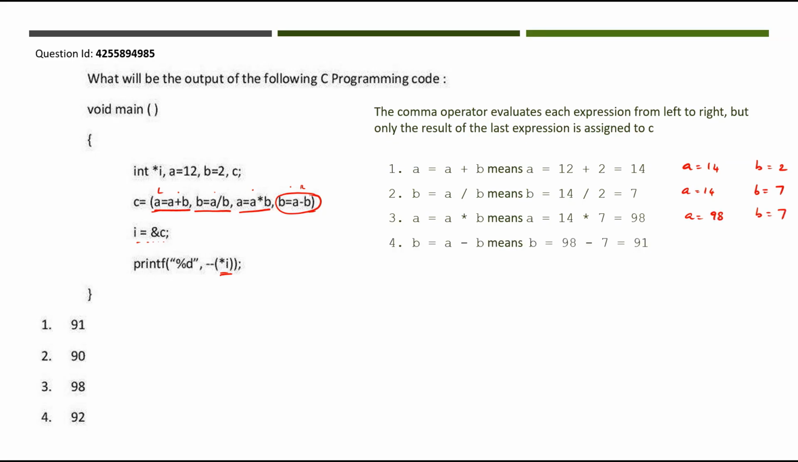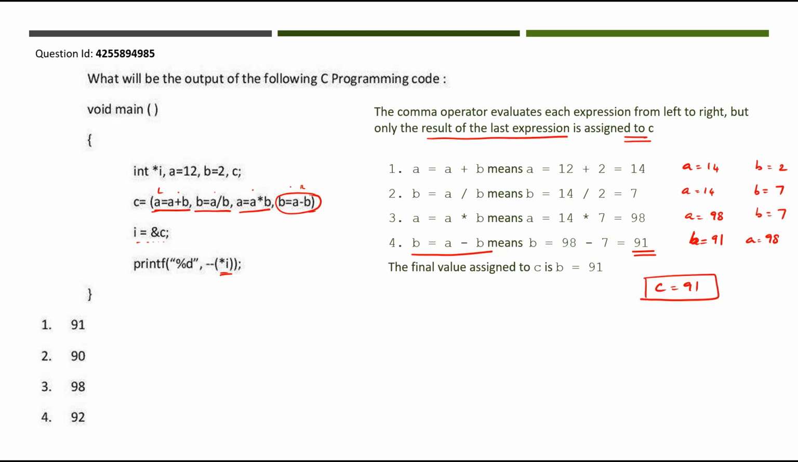Now the final expression, B is equal to A minus B. So here A is 98 and minus B value is 7. 98 minus 7 is 91. The B value is updated to 91 while the A value is same as 98. Now this is the last expression. Whatever value becomes the result of the last expression, that is assigned to C. The result of the last expression is 91 and this value will be assigned to C.